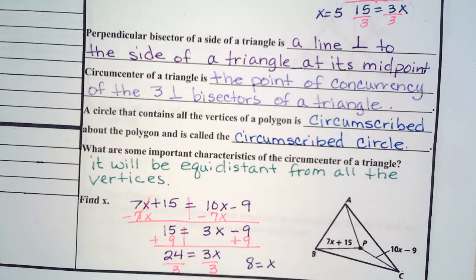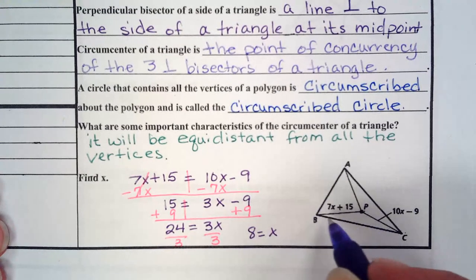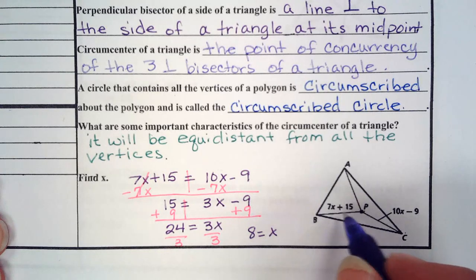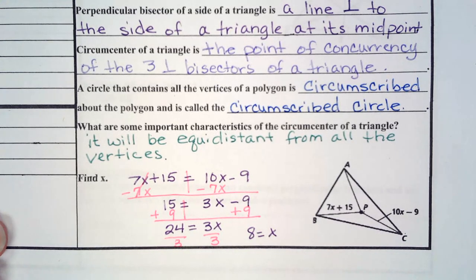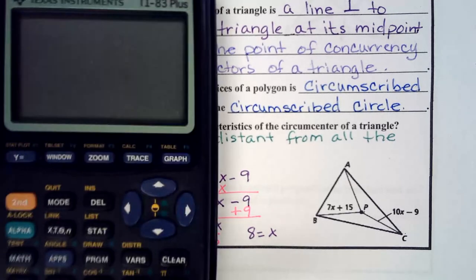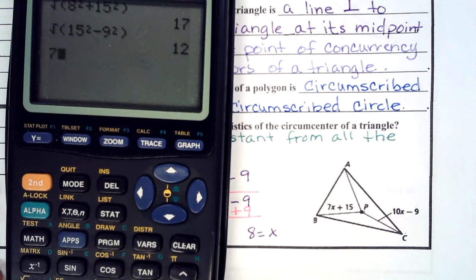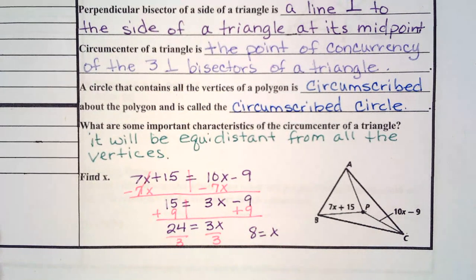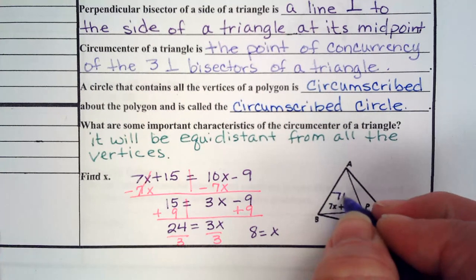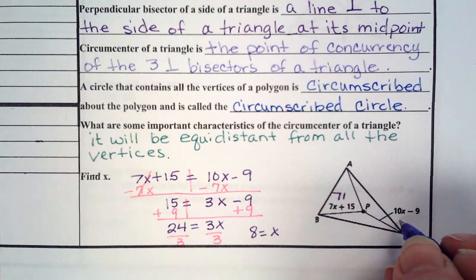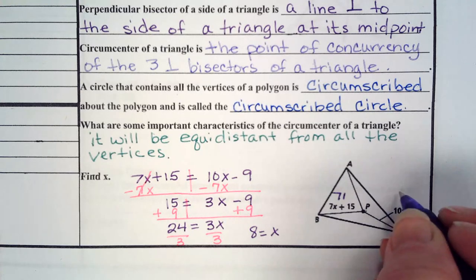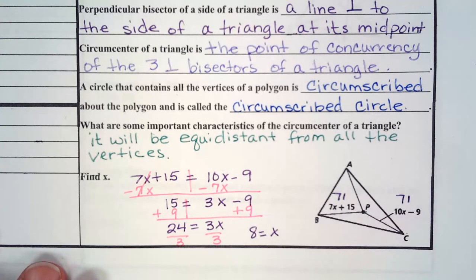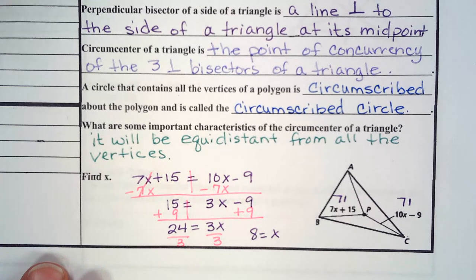Okay, how do I check? Well, let's put it in here. 7 times 8 plus 15. So, 7 times 8 plus 15 is 71. 10 times 8 is 80. 80 minus 9 is also 71. So I know that I have worked the problem correctly.